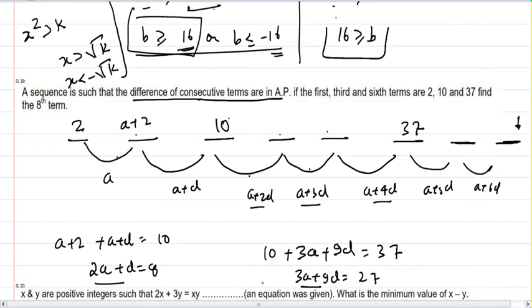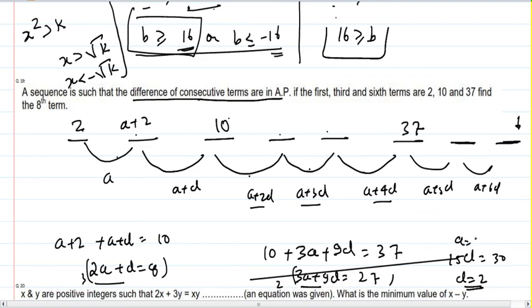Let me complete this for you. If I make this equation 3 times and this equation 2 times and subtract, a is gone. So 18 minus 3d is 15d. 54 minus 24 is 30. So I've got d is equal to 2. If d is equal to 2, a is equal to 3. So please observe, d is equal to 2.